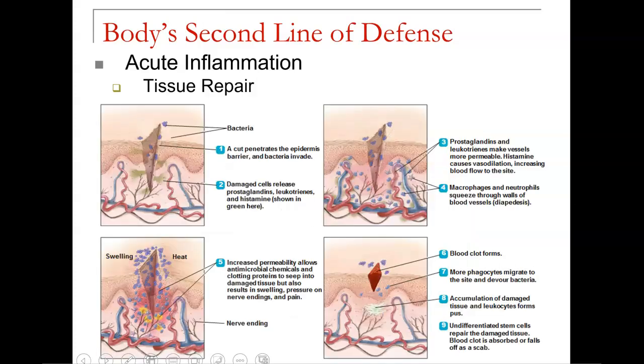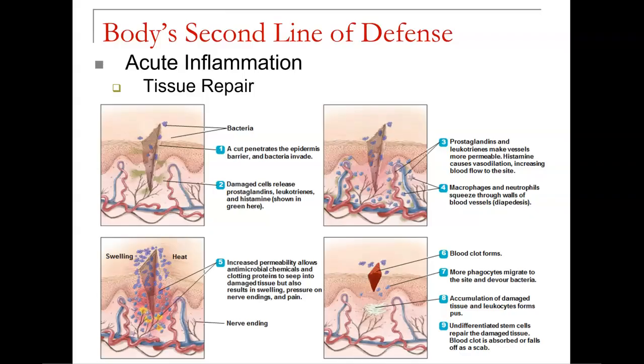And this shows your tissue defense. So we see how the bacteria is getting in through that cut, that opening. You see how those damaged cells are going to release those prostaglandins and leukotrienes and histamine. Next, you're going to see how those prostaglandins and leukotrienes make the vessel more permeable. From there, the macrophages and neutrophils are able to squeeze through, coming on down to the left corner.